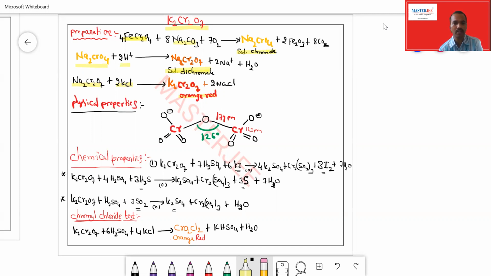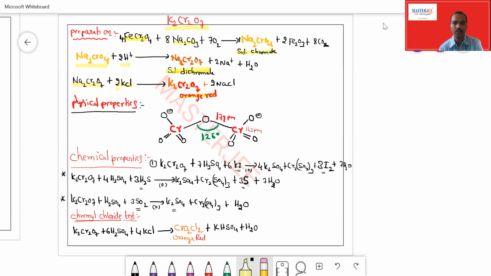This sodium chromate, in the presence of acidic medium, will change into sodium dichromate. This sodium dichromate, on reaction with potassium chloride, changes into orange red color potassium dichromate. This is the preparation of potassium dichromate, and now its physical properties, see here.